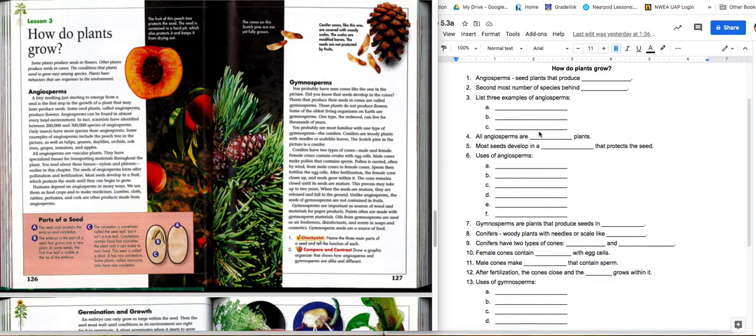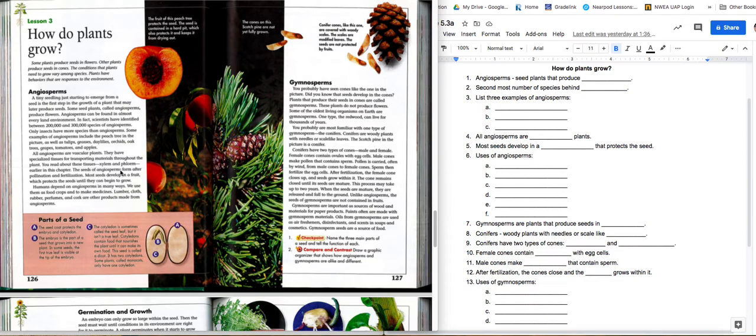All angiosperms are vascular plants. Number 4, they have specialized tissue for transporting material throughout the plant. What is that called? You read about these tissues earlier in this chapter. They're xylem and phloem. Xylem brings things up from the roots into the plant, phloem out of the leaves to the rest of the plant.